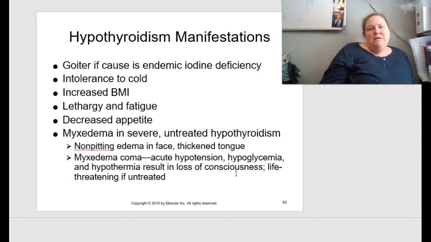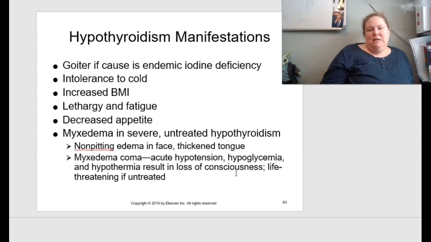So hypothyroidism manifestations. How do we know what's going on? Well, the goiter can be there, and if the cause is endemic, it can be from iodine deficiency. You can also show an intolerance to cold, an increased level of BMI, so you're a little larger, right? You're tired and you're just not feeling very good. You're just kind of blah, so you're lethargic and fatigued. You have a decreased appetite, and then myxedema can be severe in untreated hypothyroidism.